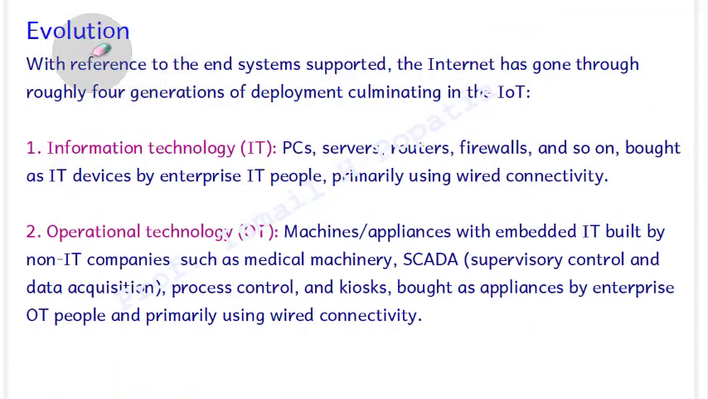Now the evolution of these systems. With reference to end systems supported by IoT, the internet has gone through 4 generations of deployment, culminating in the IoT. The very first is information technology, IT. It consists of PCs, servers, routers, firewalls. These are brought in as IT devices by enterprise IT people, and they primarily use wired connectivity. Then we have operational technology, OT.